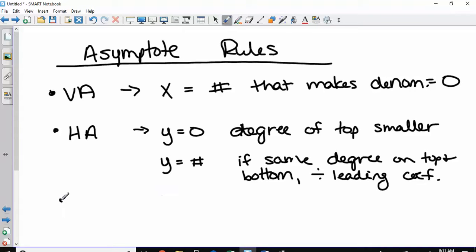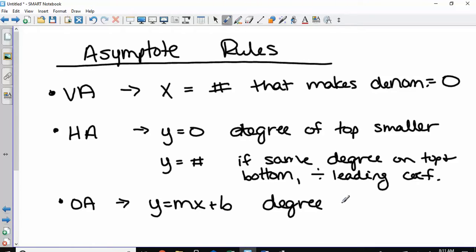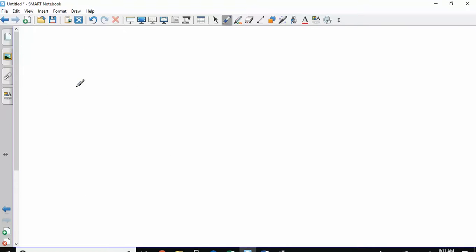All right, oblique asymptote. You're going to get a line, y equals mx plus b. And that's when the degree of the top is 1 bigger. So let's just go ahead. I know we only asked about 25b, but let's go ahead and talk about both of them if you guys don't mind.